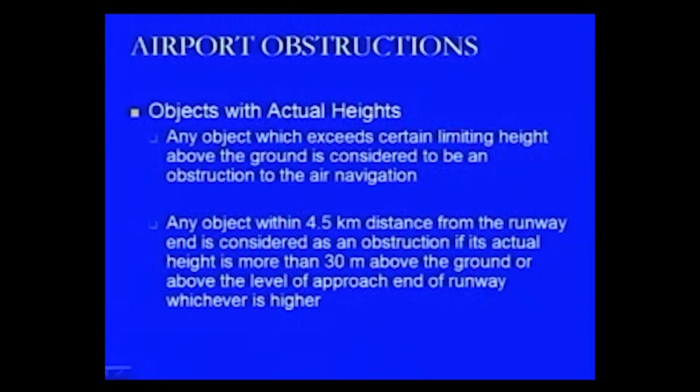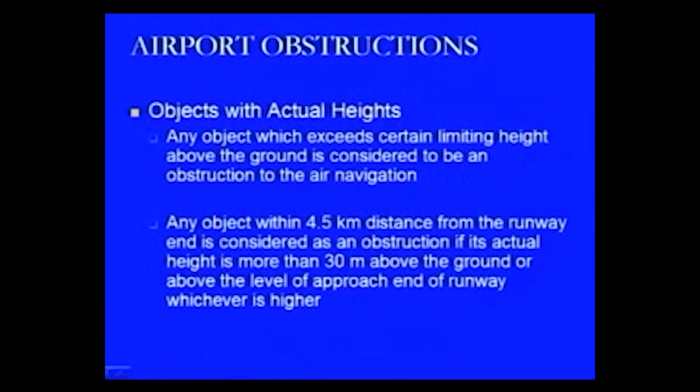Any object within 4.5 kilometer distance from the runway end is considered as an obstruction if its actual height is more than 30 meters above the ground or above the level of the approach end of the runway, whichever is higher. So, with respect to the ground or the level of the approach end of the runway, we have to look at whichever is higher. From there, taking that as a reference, 30 meter height at a distance of 4.5 kilometer is the height of an object which can be there in the vicinity of any airport within this distance.